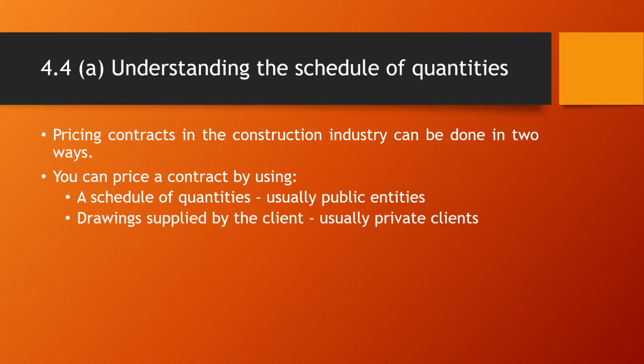The second way of pricing a contract is if the client gives you a drawing and says, hey, give me a price. Typically this would be in the private sector. Say someone wants to build a house. They've got a plan for the house. They've spoken to the architect, and they got together with the structural engineer and the QS, and then they designed the house, and they're happy with everything.